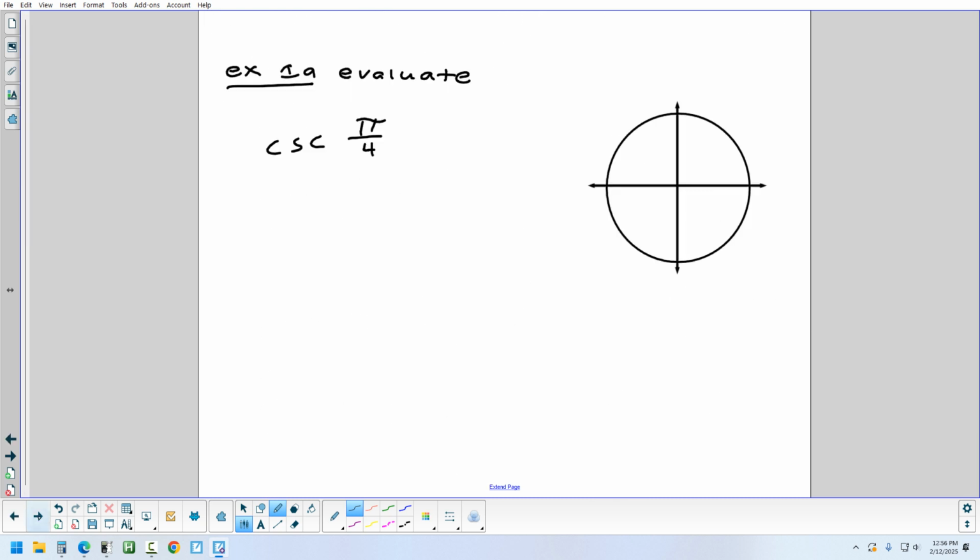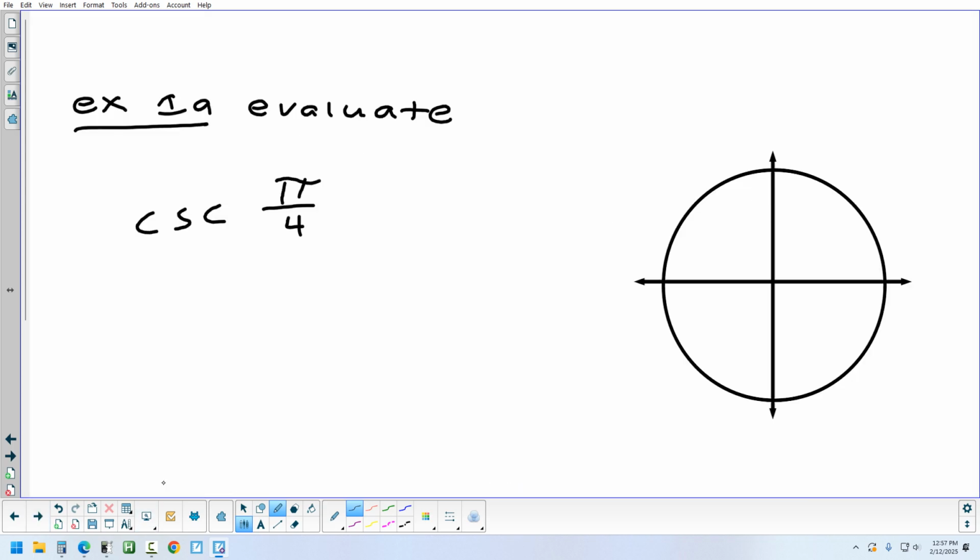Okay, let's try this one. This time we are not finding all 6. We're only going to do one of them, just the cosecant. All right, they've given us the cosecant of pi over 4. What do we need to figure out first? Yep, we have to figure out the coordinate. If you want to change that to degrees to do that, that's fine. If you know the coordinate without changing to degrees, that's fine too.